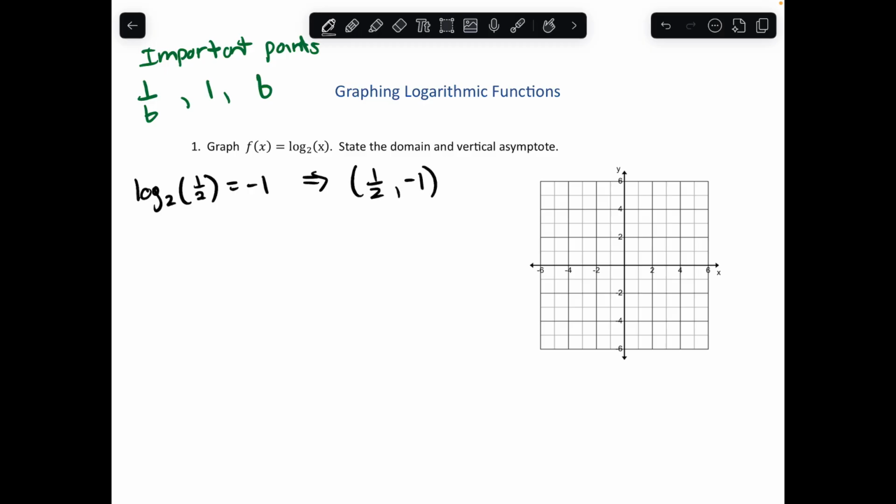Now let's go ahead and try it with 1. So we'll have log base 2 of 1, and we get to think to ourselves, 2 to what power is equal to 1? Well, to the 0 power. So this is equal to 0, and hence we get another point.